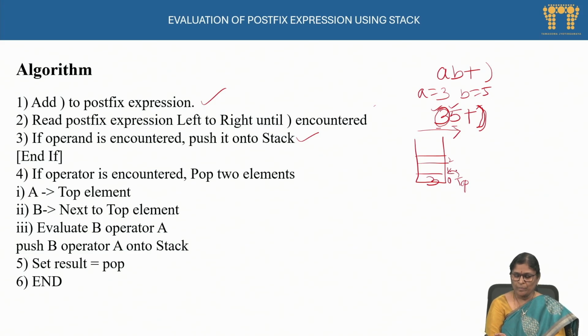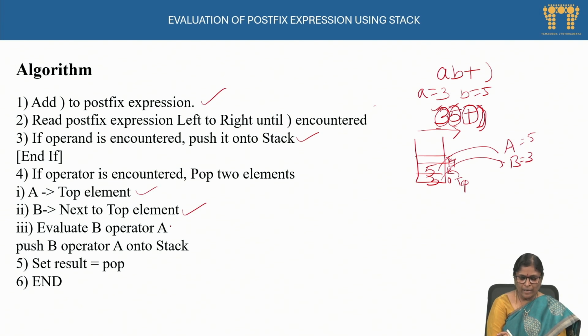Then increment your top. Then, if an operator is encountered, pop 2 elements. The next one is also an operand, so you push it onto the stack, and then your top will be incremented. Now the next one is an operator. So you pop the top element and call it A. A is nothing but 5. Then B is the next to top element, so pop it again. This is equal to 3.